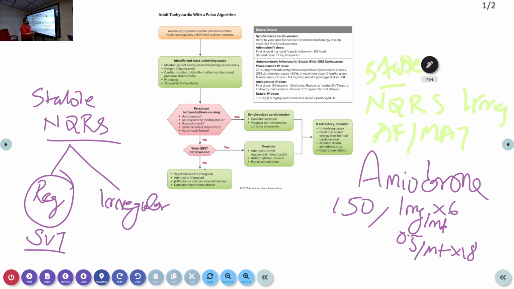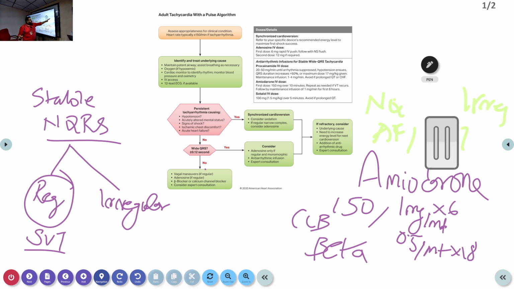Or else you can use any other drugs that can decrease the heart rate, like calcium channel blockers or beta blockers. Calcium channel blocker examples are diltiazem and verapamil. A common beta blocker example is metoprolol. So these are the drugs that can be used. So that in a nutshell completes your tachycardia management. We'll come back to this tachycardia again.